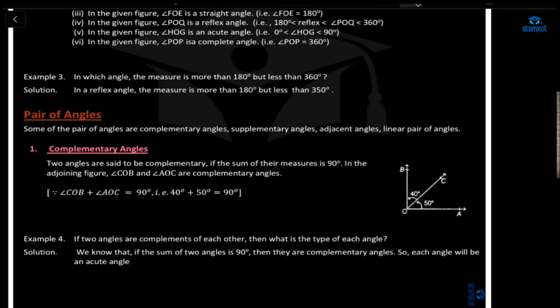Now, if I'm talking about a pair of angles, that means there should be two angles. There are some pairs of angles which have names. So, what are the different pairs of angles here? Complementary angles, supplementary angles, adjacent angles, linear pair of angles. Now, what are complementary angles?